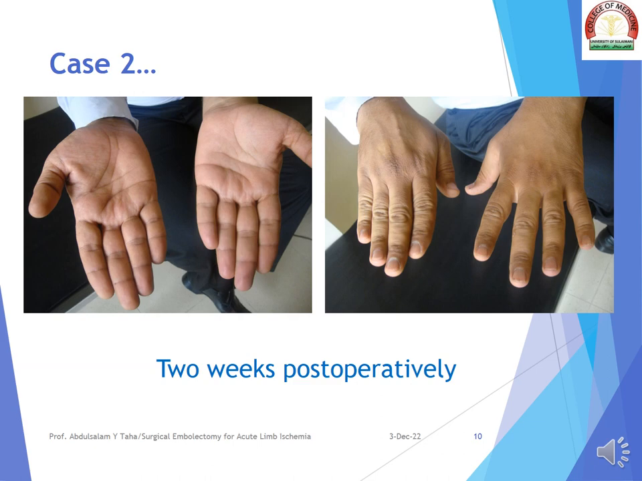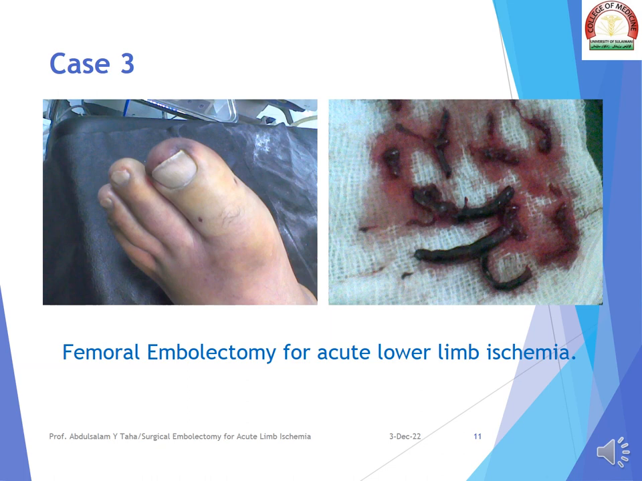That case was a case of femoral embolectomy for acute lower limb ischemia. The picture on the left side shows the ischemic foot, and the one on the right side shows the clots removed through the operation of femoral embolectomy.